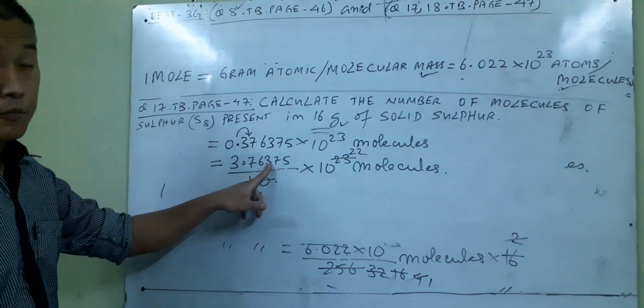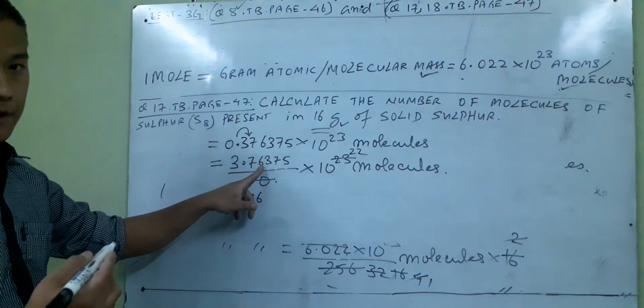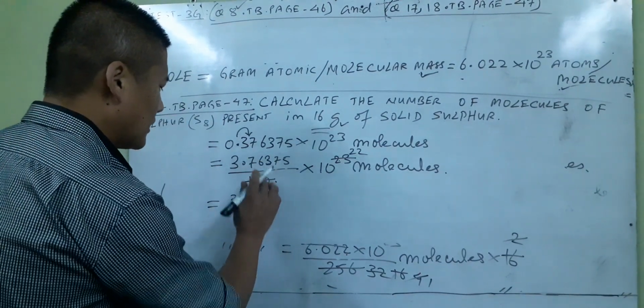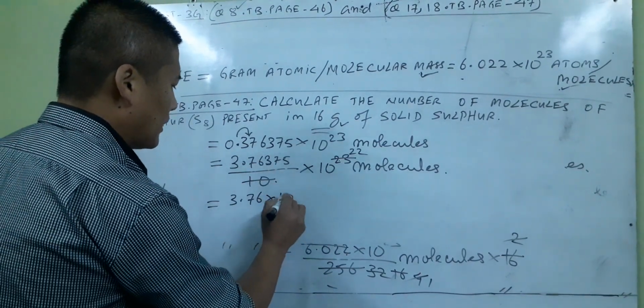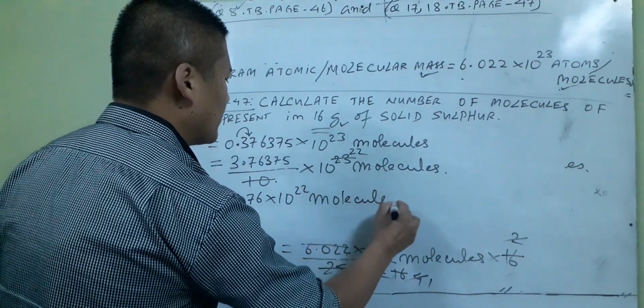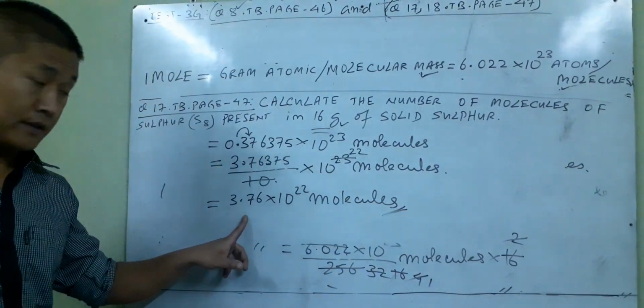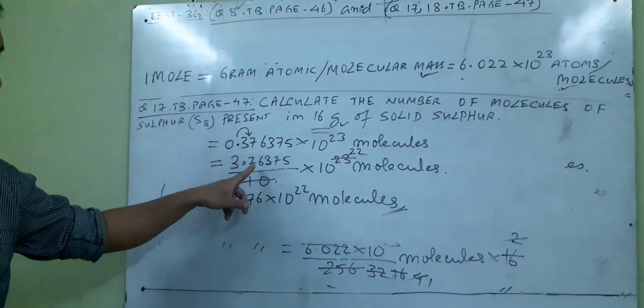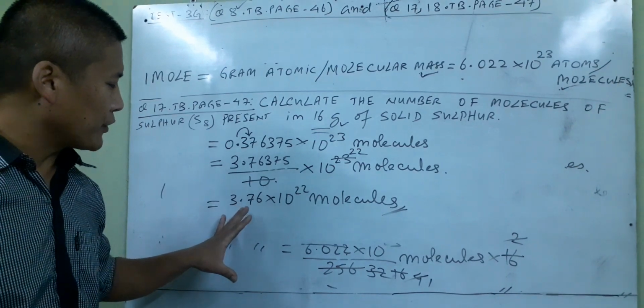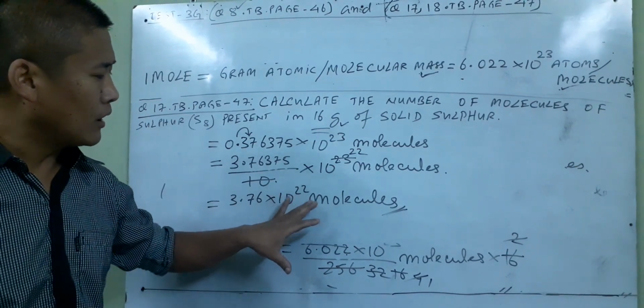If this was 5 or more than 5, this would have become 6, would have increased by 1, 7. But since this is smaller than 5, in the third place, then we write here 10 to the power 22 molecules. So this is your answer. The most common way of writing the answer is up to the second place like this, by taking approximation from the third place. Okay, so 3.76 into 10 to the power 22 molecules.